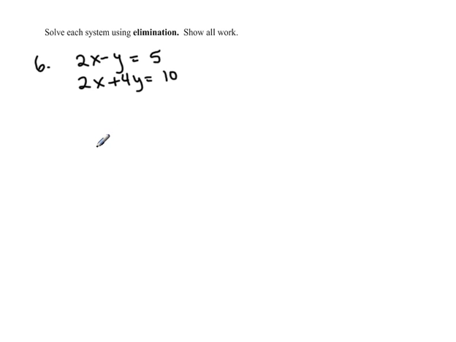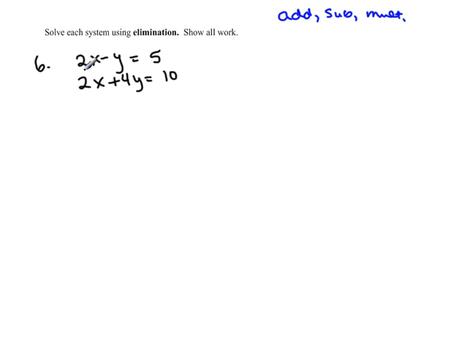Alright, the directions for 6 through 9 say to solve the system using elimination. Remember, the methods of elimination are addition, subtraction, or multiplication. Okay, so the first thing you want to do is decide which of these three methods would work for the system of equations that you have.